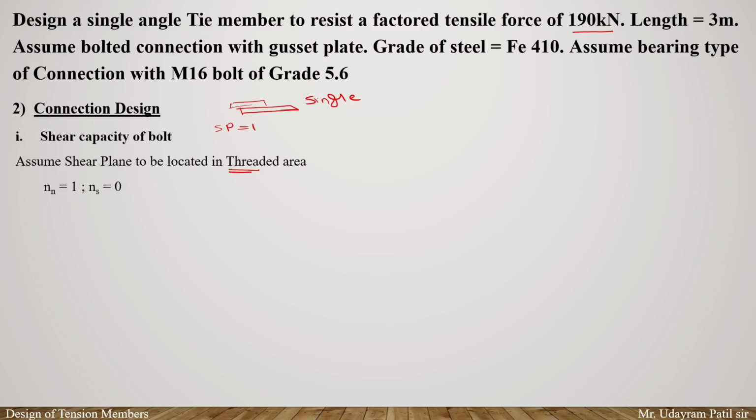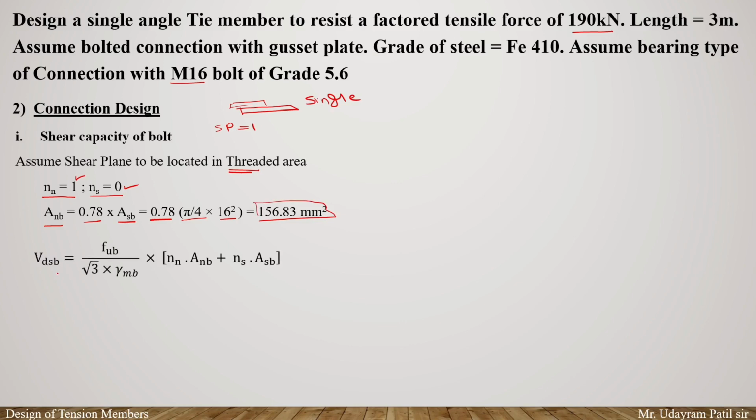Okay, so next, nn, the number of shear planes cutting through the threaded area, will be equal to 1, and shear planes cutting through the shank area will be equal to 0, as only one shear plane is there and it is cutting through the threaded area. Next, Anb, the net sectional area in the threaded section, will be equal to 0.78 multiplied by Asb. Asb is your shank area. Shank area will be equal to pi by 4 multiplied by diameter squared. Your bolt is M16, therefore diameter will be 16 squared multiplied by 0.78, that will give us Anb. So Anb will be equal to 156.83 mm².